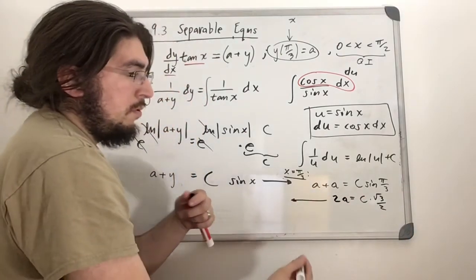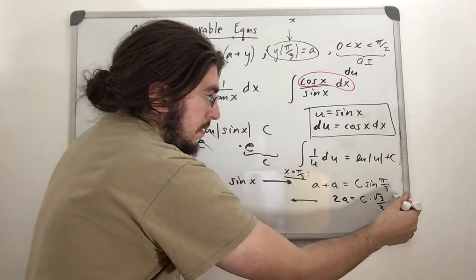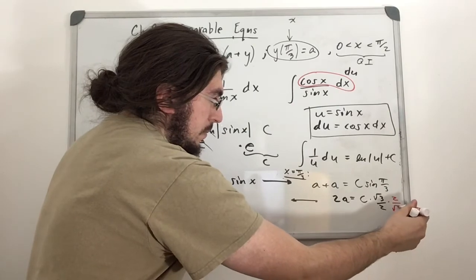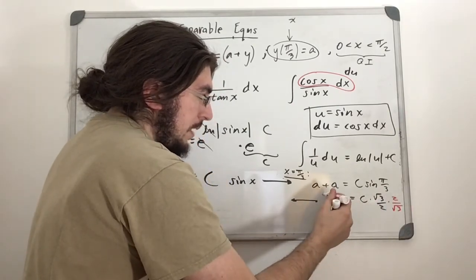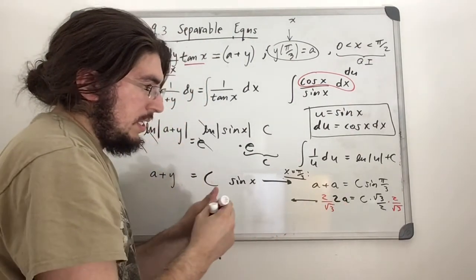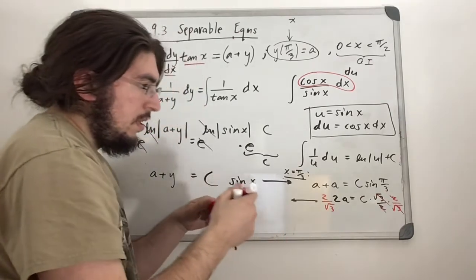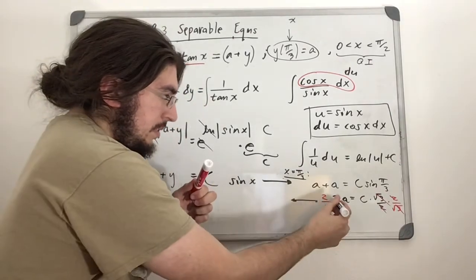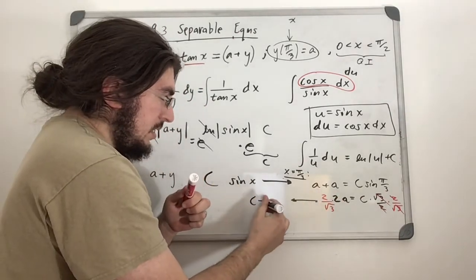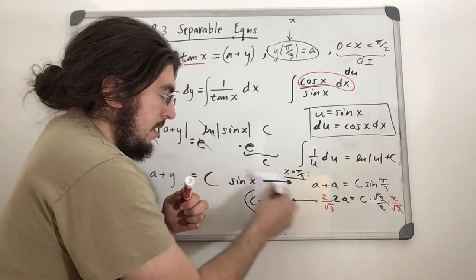So now multiplying both sides by the reciprocal, we get the reciprocal of radical 3 over 2, which is 2 over radical 3. So here they cancel out. And this is multiplication, of course, so now we get c is equal to 4a over radical 3.